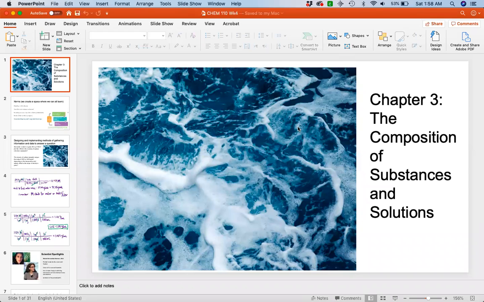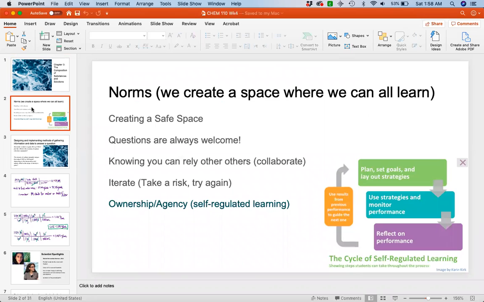Okay, folks, we're going to come back to chapter 3, the composition of substances and solutions. The piece we really want to come back and focus on is this idea of ownership or agency, the self regulation of learning. And again, as you're going forward and getting ready for exam one, you can think about this in terms of how you can plan and set goals for how you want to study.